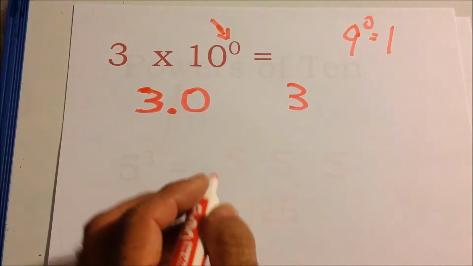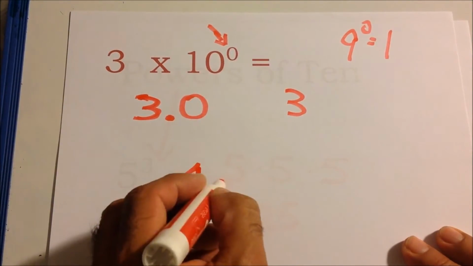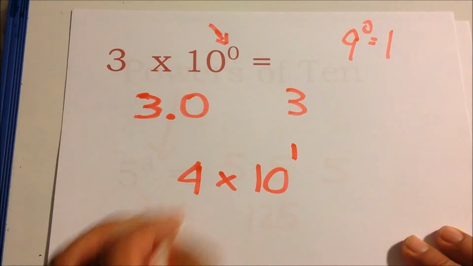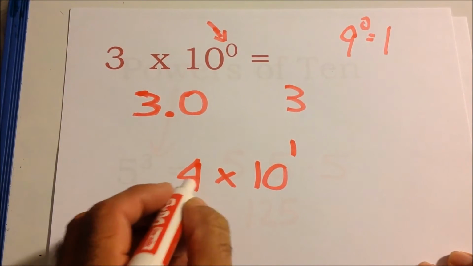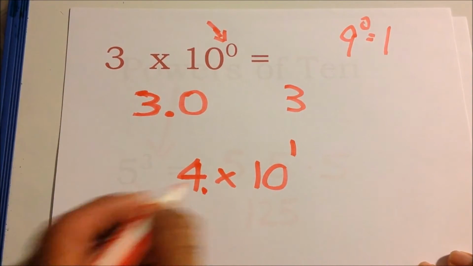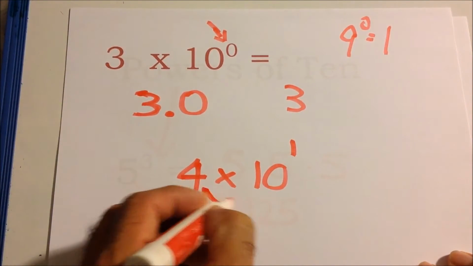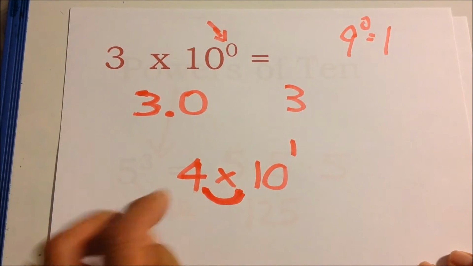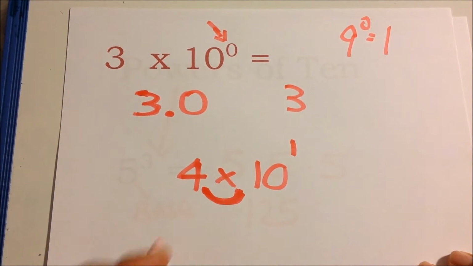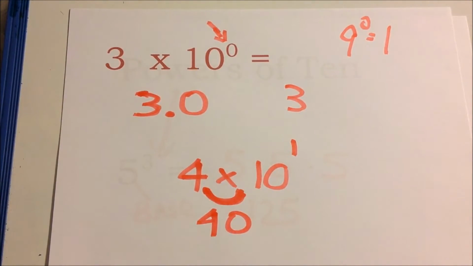So if it was a 1, let's say we had 4 times 10 to the first power, it's saying move the decimal once. And where's the decimal again? Right there. It's invisible. Move it once. And remember we had these waves, and anything in a wave, we have to put something. We have to put a 0, so it would be 40.